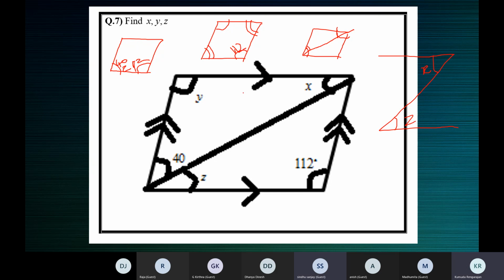You can also find x using the angle sum property in a triangle. In this triangle, x plus y plus 40. The sum of the three angles in a triangle is equal to 180. So x plus y plus 40 is equal to 180. We know y is 112 degrees. So on substituting and solving, you can find the value of x, which will be 28 degrees.